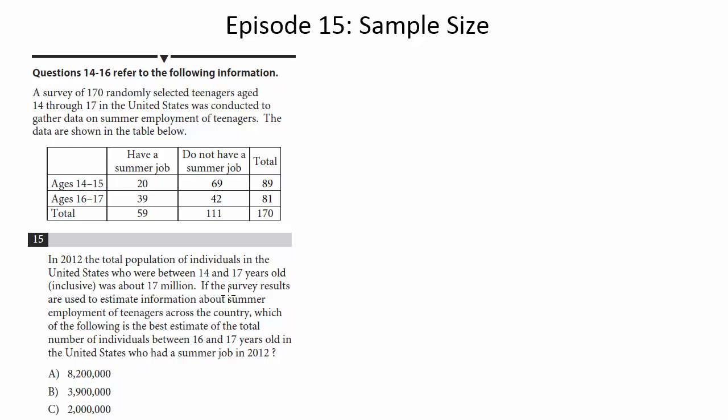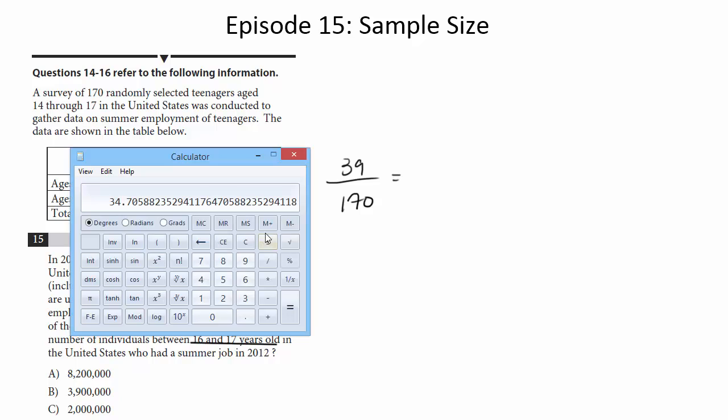So in this question, we want to know, what is the best estimate of the total number of individuals between 16 and 17 years old who had a job? Well, notice in our sample, it was 39 out of our group that had a job. So what we need to figure out is, what fraction of the total sample does this 39 represent? And once I have that percent, what percent of 17 million would that represent? So 39 out of 170 is the fraction of our sample of 16 to 17 year olds who have a job. So we can go ahead and find out that percentage.